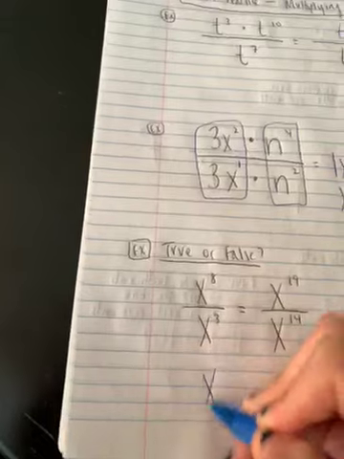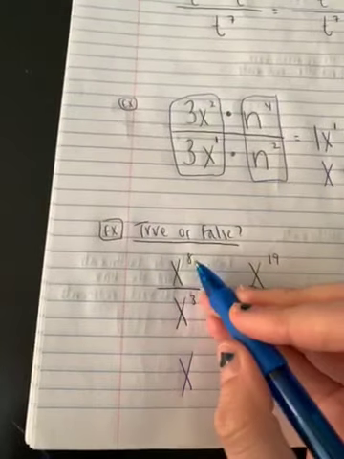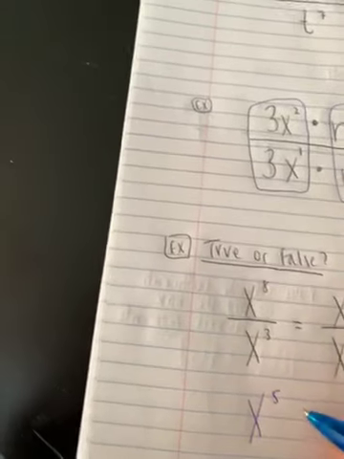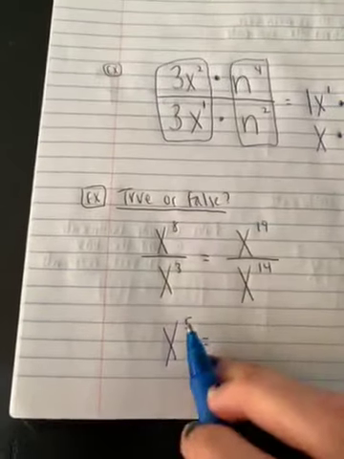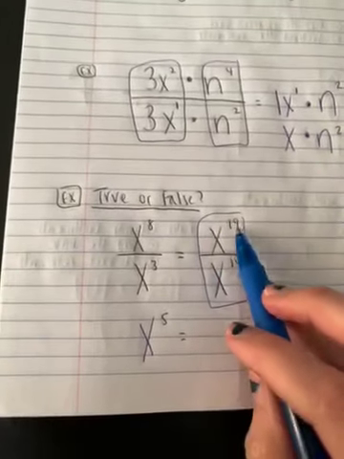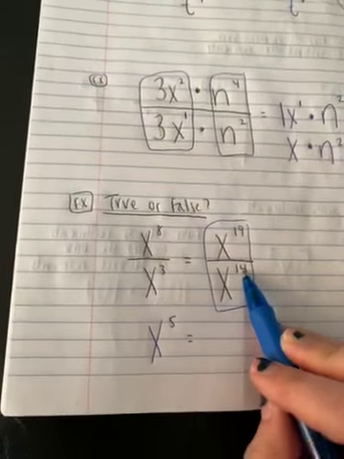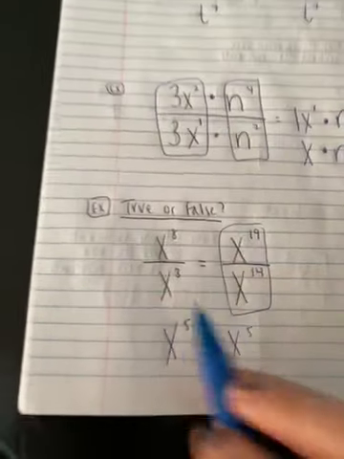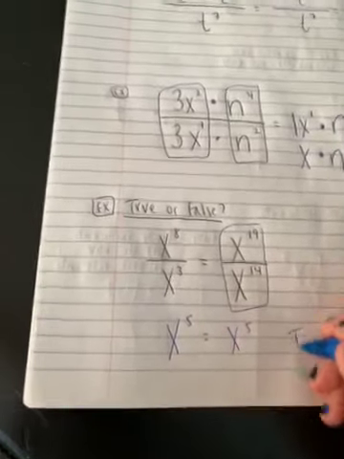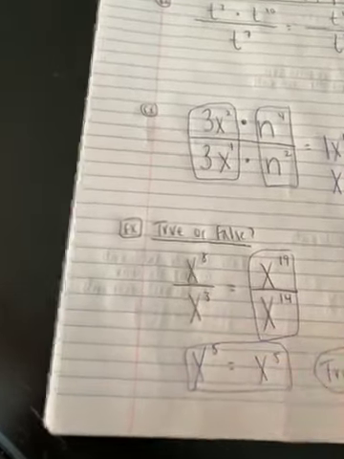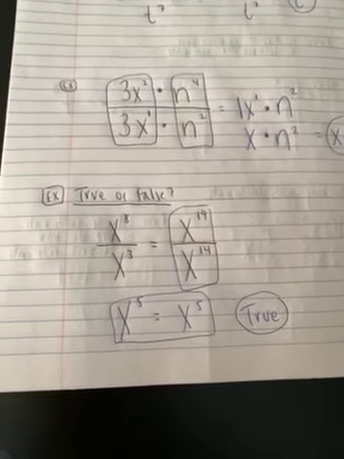Common bases of x, subtract your exponents. 8 minus 3 is 5. Okay, so the left-hand side simplifies to x to the 5th. Let's see what this right-hand side simplifies to. X to the 19th divided by x to the 14th also gives me x to the 5th. So are they equivalent? They are. This is true, and this would be my justification. I use the division rule.